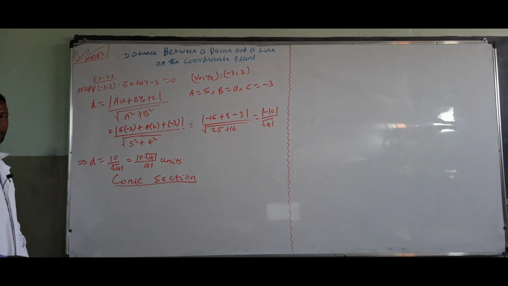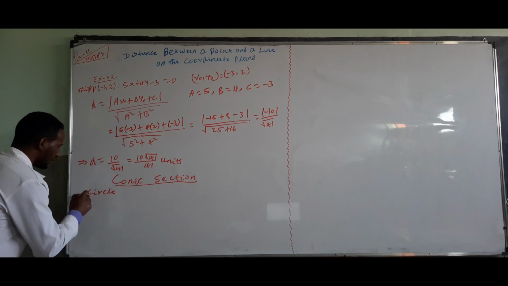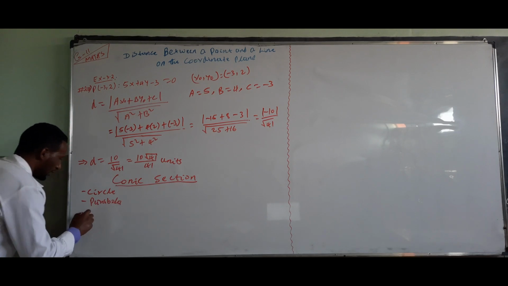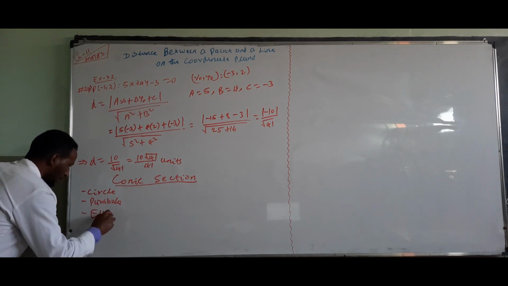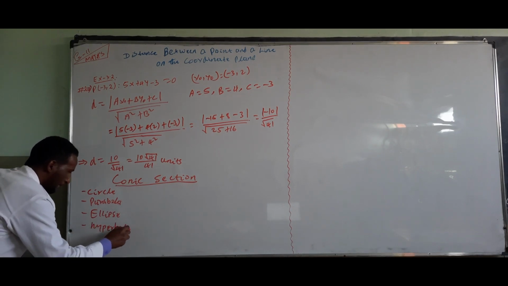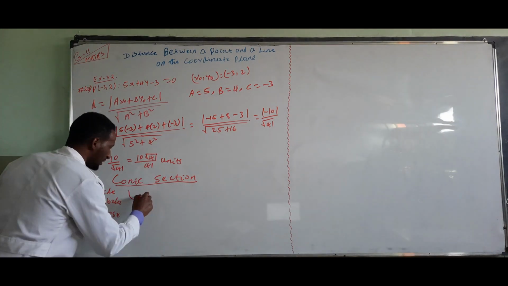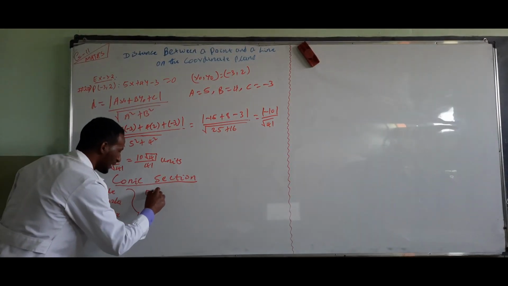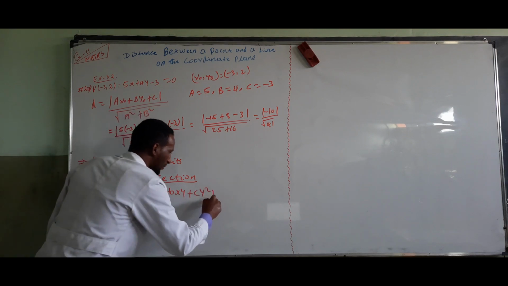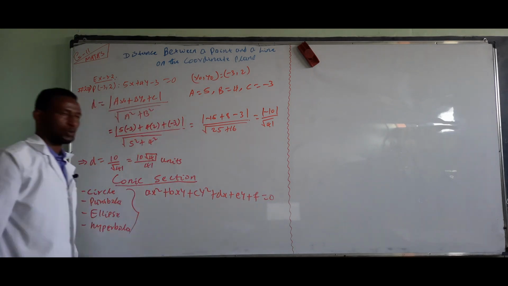In conic sections, we see circle, parabola, ellipse, and hyperbola. All conic sections have the general equation a x square plus b xy plus c y square plus dx plus ey plus f is equal to 0.